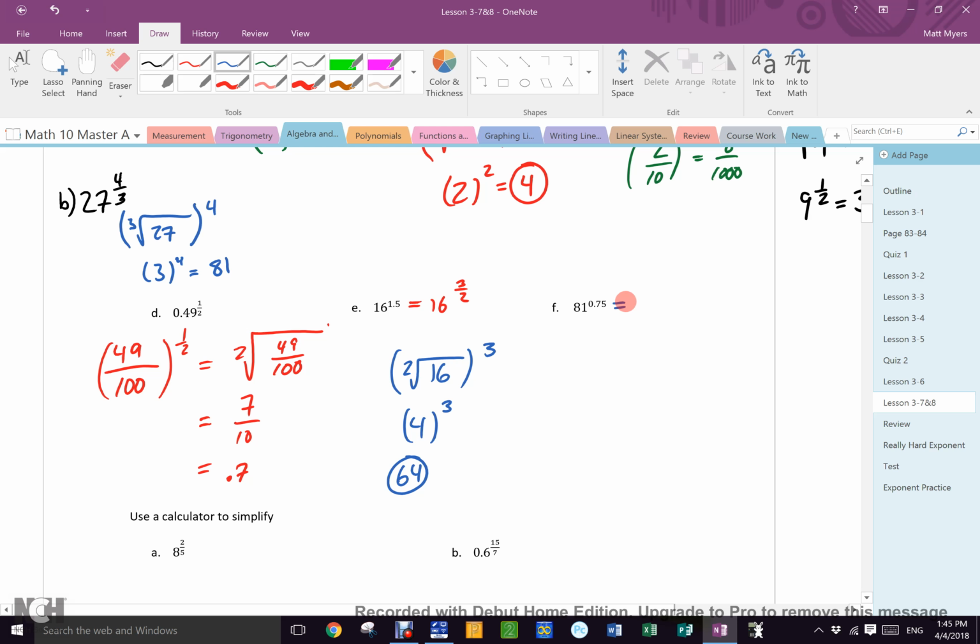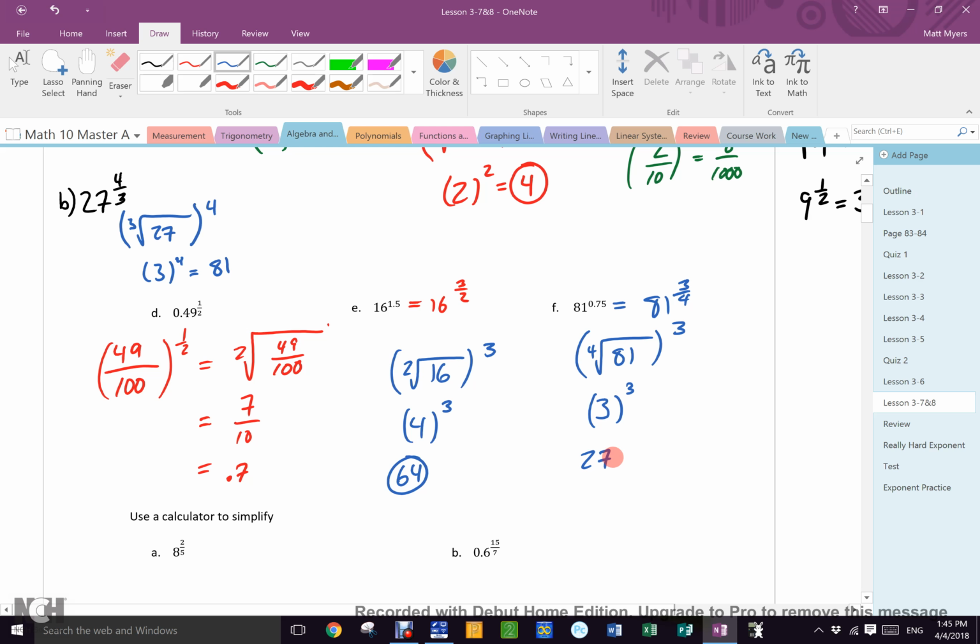What is it really? 81 to the 3/4. Where does the 4 go? Index. Where does the 81 go? And it's all to what power? Now we already know what the 4th root of 81 is, isn't it? Because we did it in B. What is the 4th root of 81? 3. So this is 3 cubed. What's 3 cubed? 27. Done.